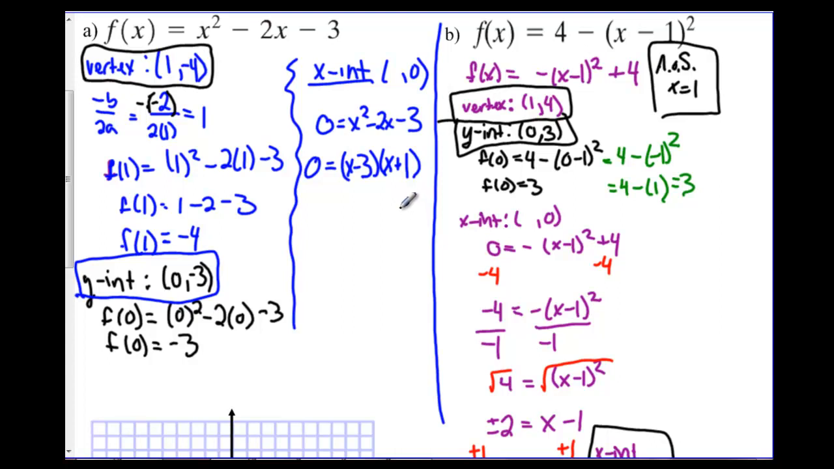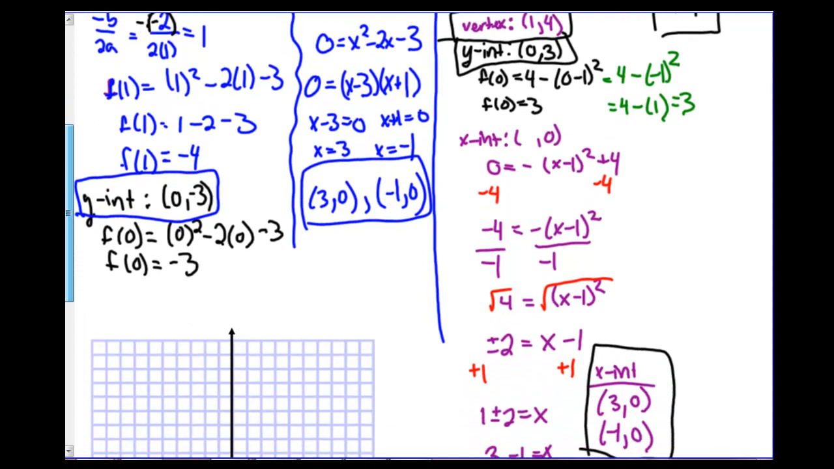Are you done? No. You're going to take each factor, set equal to 0. And then solve. So now we move this over, we're going to get x is 3. And then we move this over, we're going to get x is negative 1. So we end up with our x-intercepts being 3, 0. That's a comma. And negative 1, 0.